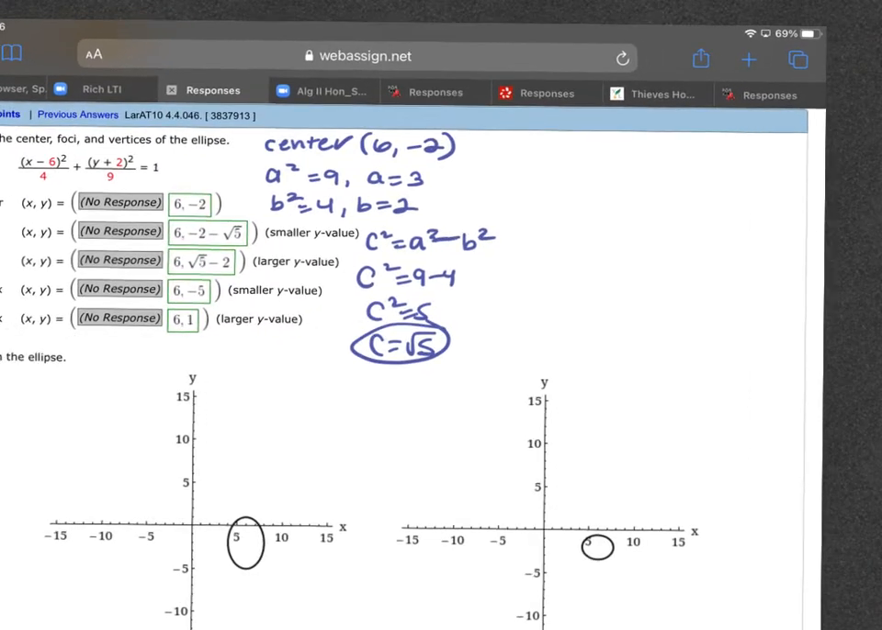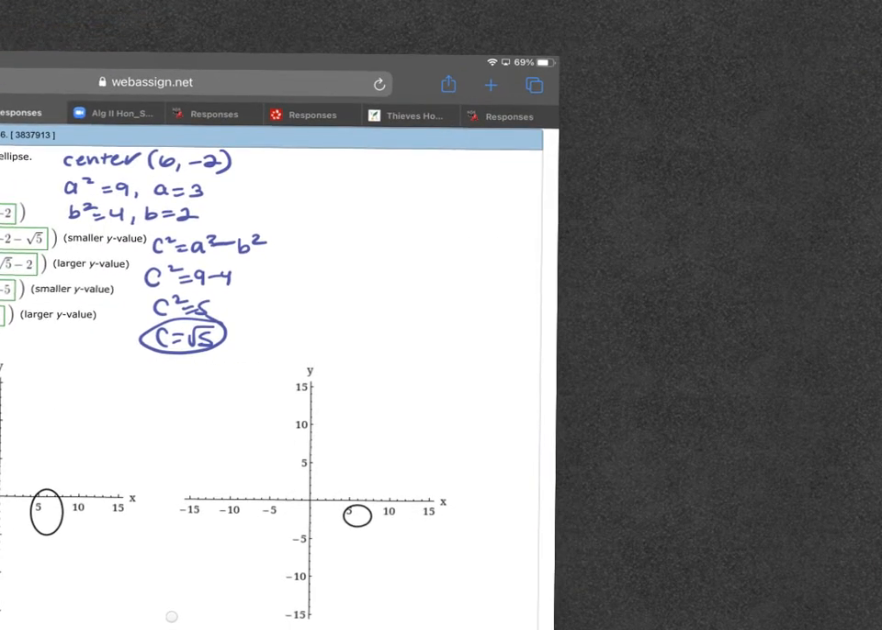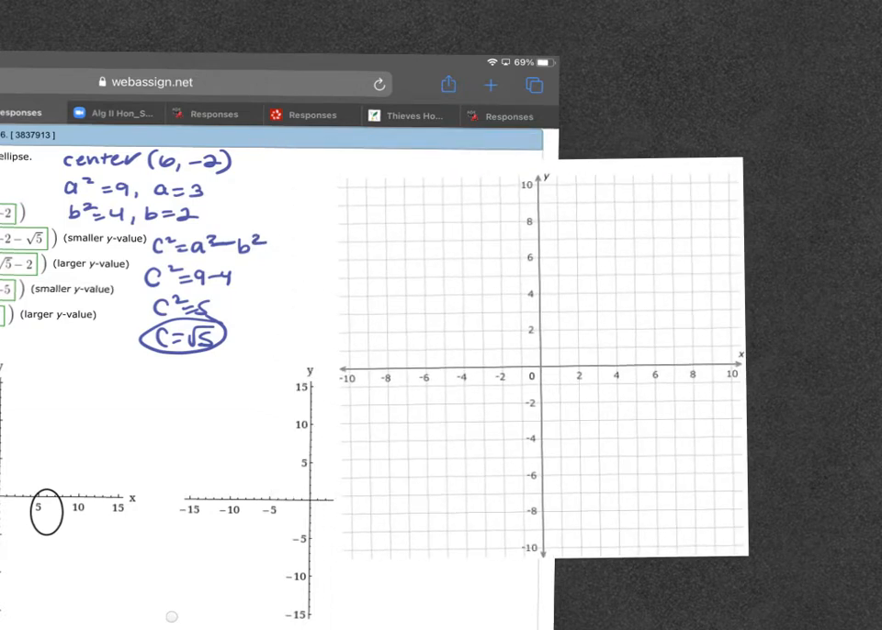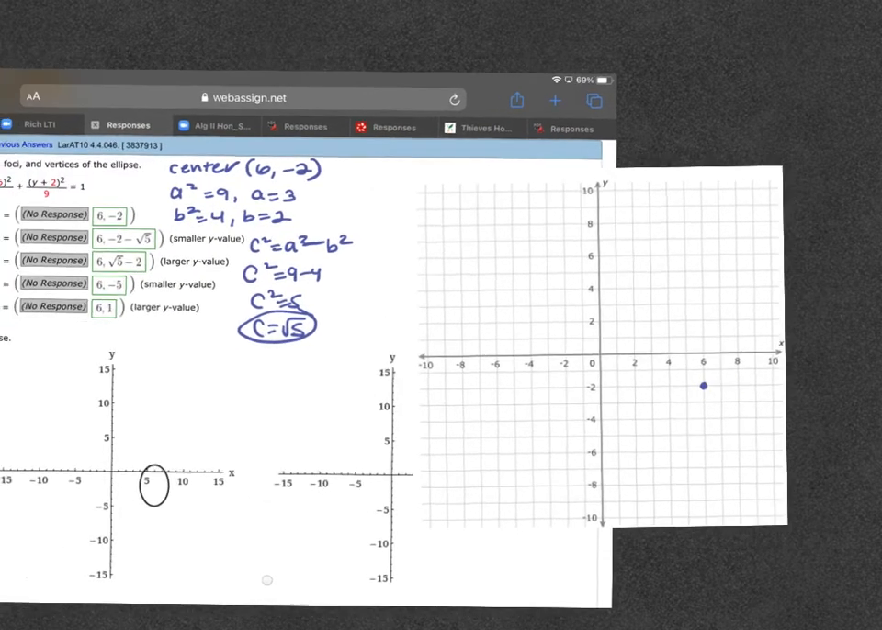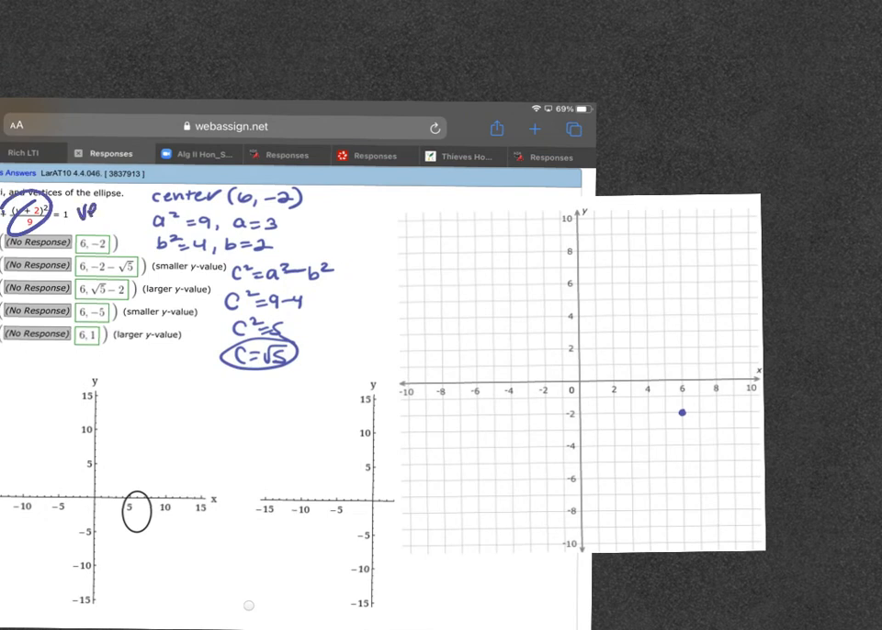So because my center is 6, -2, I'm going to pull in a coordinate grid so it's more exact. My center is 6, -2, which is here. The a squared, the bigger number, is under the y, so this is vertical. So I go up and down the a. So I go up 1, 2, 3, and I plot a point, down 1, 2, 3, and plot a point. Then I go right and left the b, left 2, right 2. There's my ellipse.